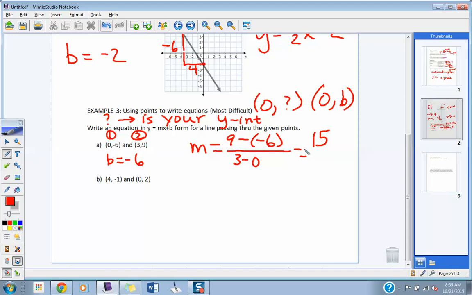How about on the bottom? 15 over 3, we can simplify that nicely. What do we get for our slope? 5. Slope's 5. All right. What's the linear equation, slope-intercept form, that passes through 2 given points? Y equals, say it one more time, KB.